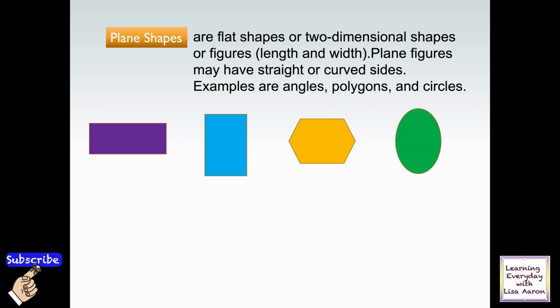Definition. Plane shapes are flat shapes or two-dimensional shapes or figures, with length and width. Plane figures may have straight or curved sides. Examples are angles, polygons, and circles. We have a purple rectangle, a blue rectangle, an orange hexagon, and a green oval. These are all plane shapes, and we will be learning more about angles, polygons, and circles as this lesson goes on.